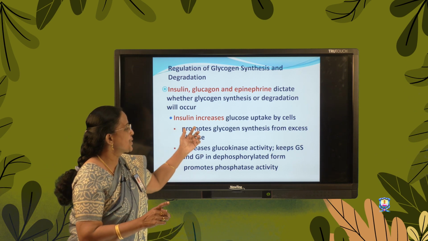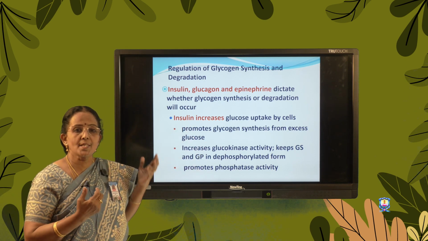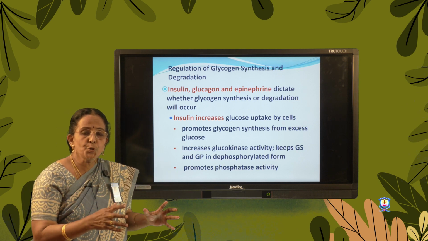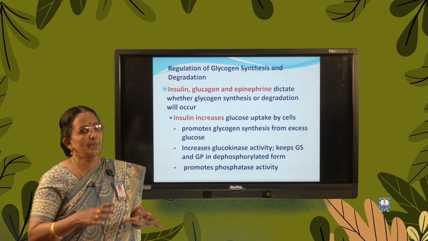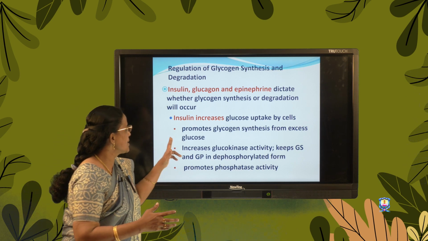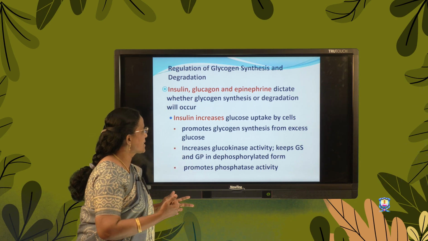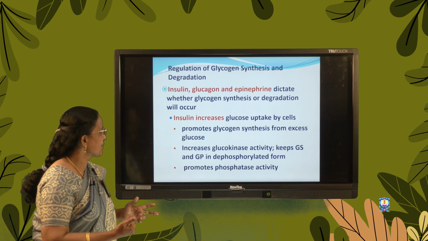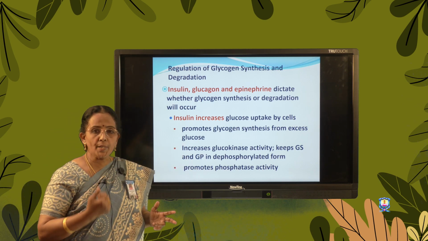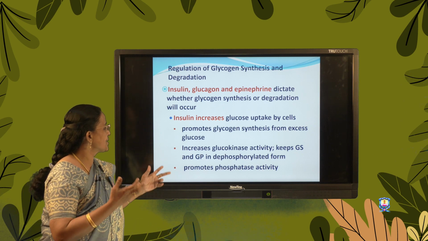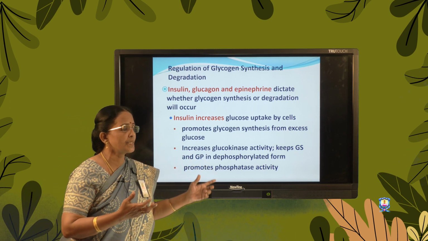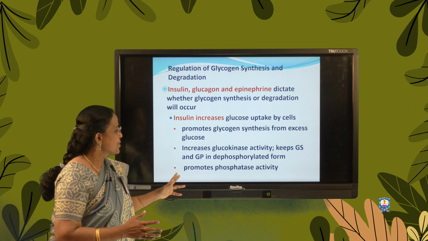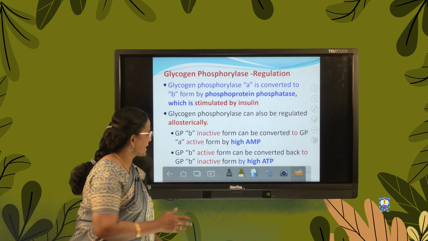So for example, insulin will increase the uptake of glucose because this is an anabolic hormone. It comes into action in a fed condition when your blood glucose level increases. So insulin increases glucose uptake by the cell. It promotes glycogen synthesis from the excess glucose, increases glucokinase activity, keeps glycogen synthase and glycogen phosphorylase in the dephosphorylated form. So it actually promotes phosphatase activity.